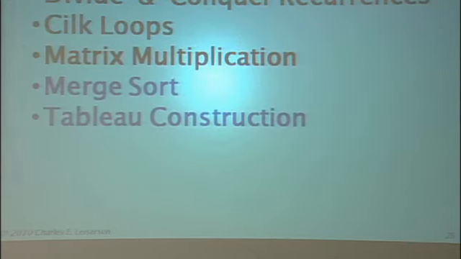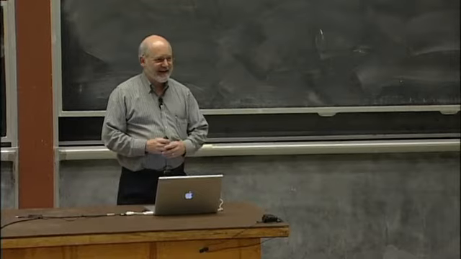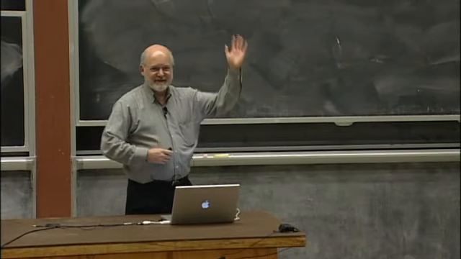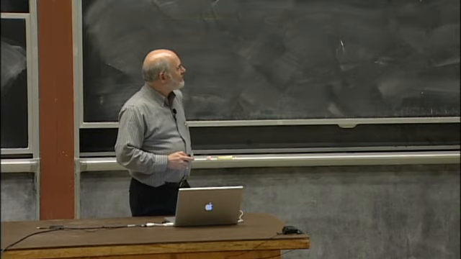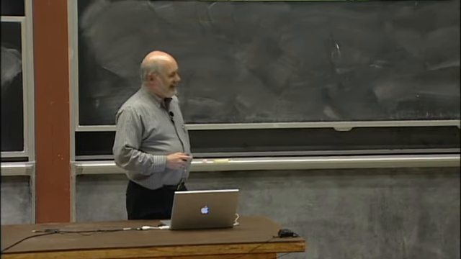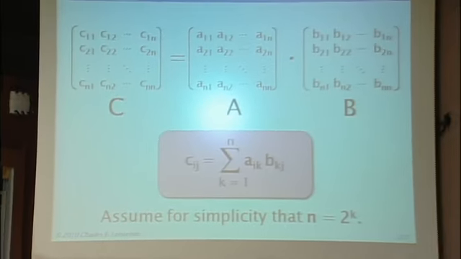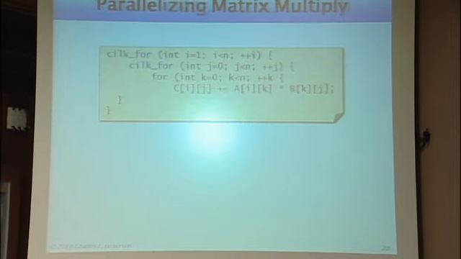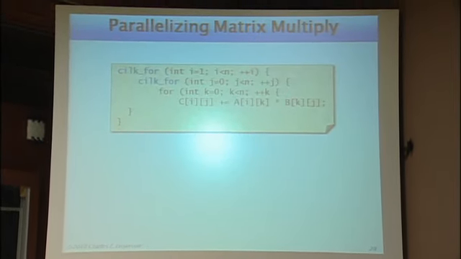Okay, now let's go through and analyze a bunch of algorithms reasonably quickly. We'll start with matrix multiplication, a problem you have seen before. People seen this problem before? Okay. Here's the matrix multiplication problem. Okay, and let's assume for simplicity that n is a power of 2.